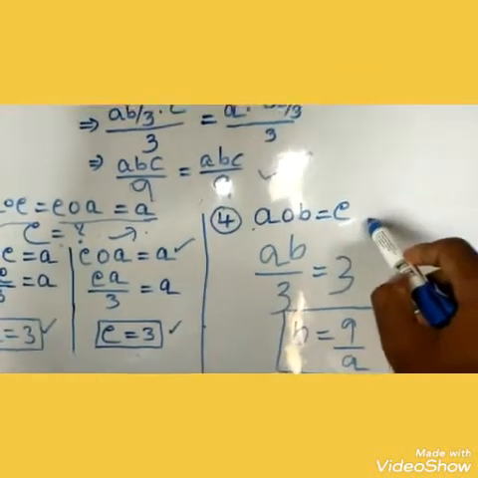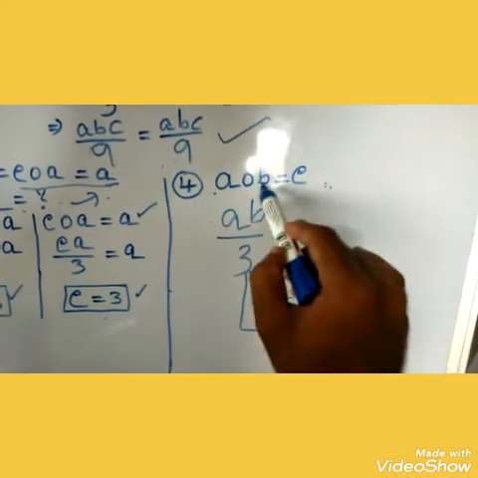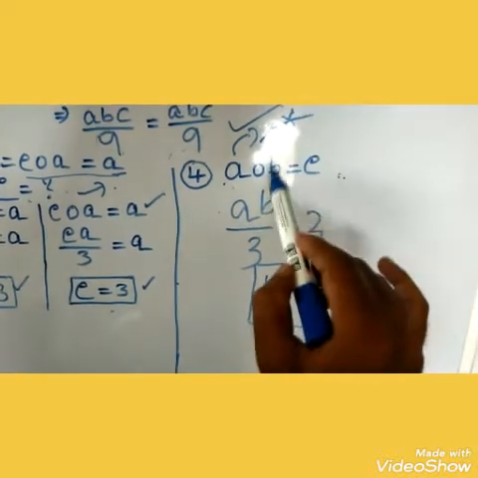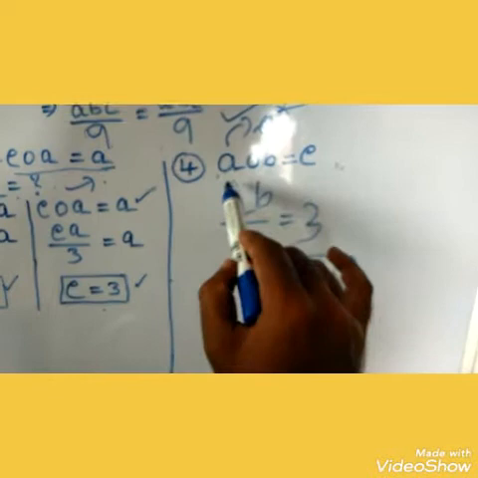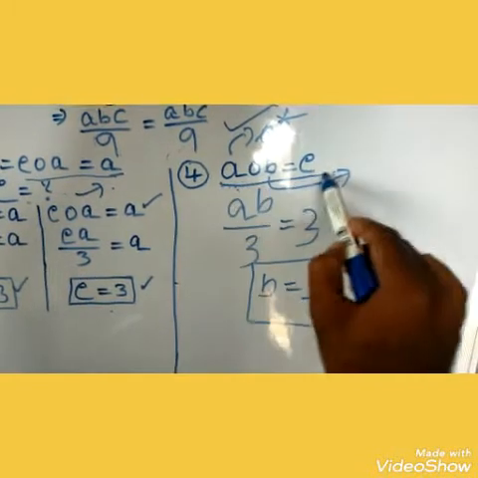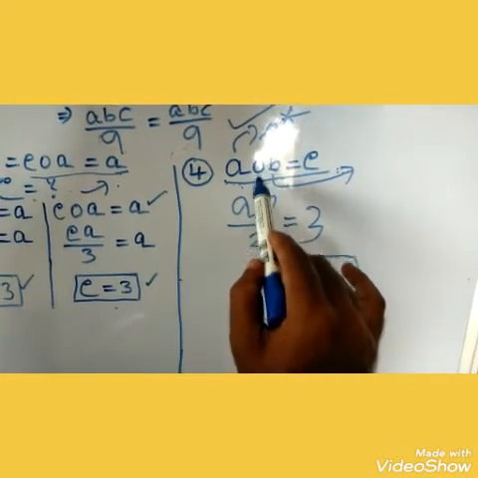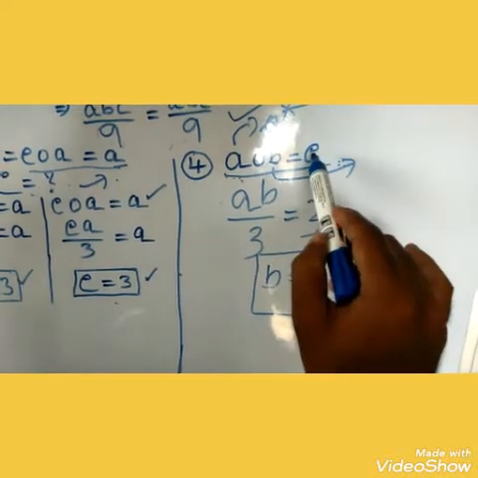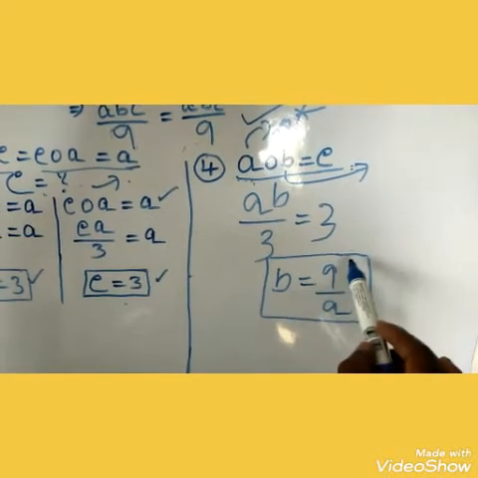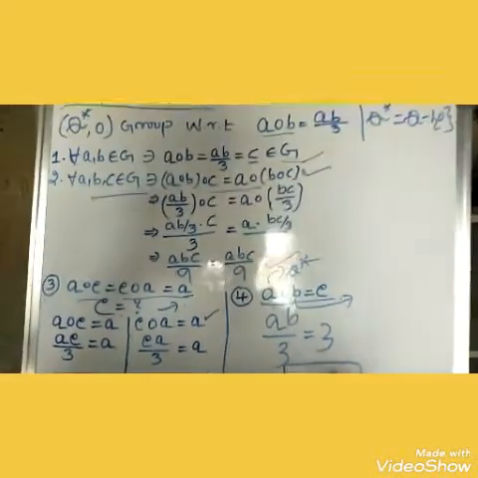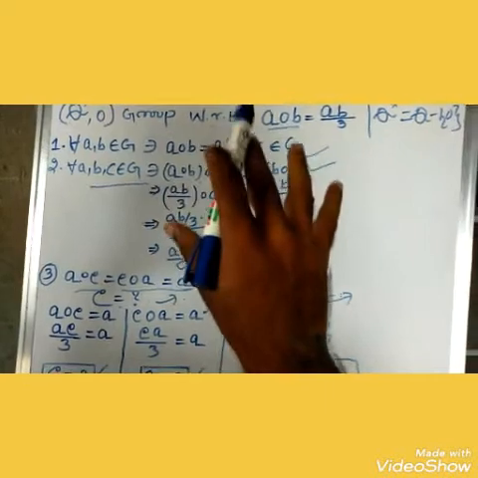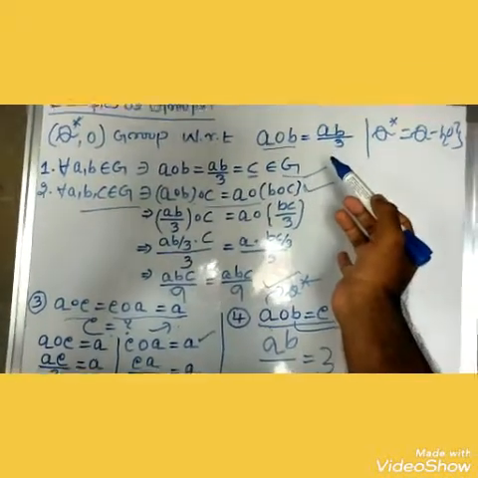Now I want to find the inverse element. Here I am taking A as an element in Q star, and I want to find the inverse of A. Let B be the inverse of A. This is the inverse property. From the definition, AB by 3 is equal to the identity element, which is 3. From this, B is equal to 9 by A. So every element has an inverse, so this satisfies these four properties, and this set is a group with respect to this binary operation.